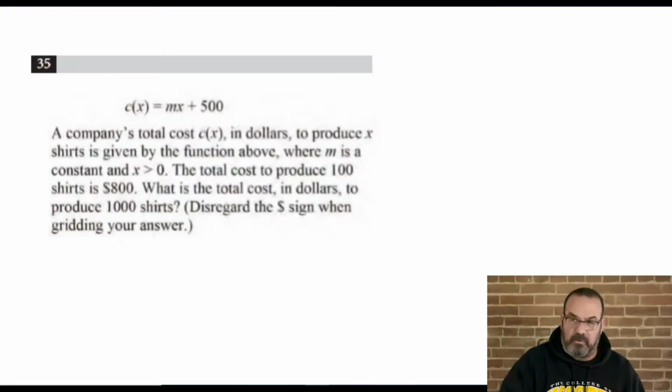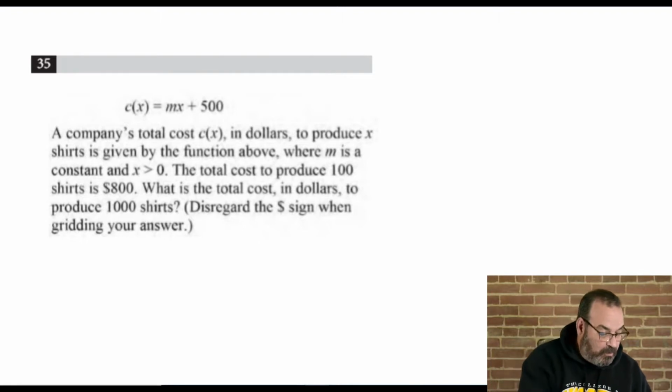A company's total cost. Where did that come from? A company's total cost, C of x in dollars, to produce x shirts is given by the function above, where m is a constant and x is greater than 0. The total cost to produce 100 shirts is 800. What is the total cost in dollars to produce 1,000 shirts?